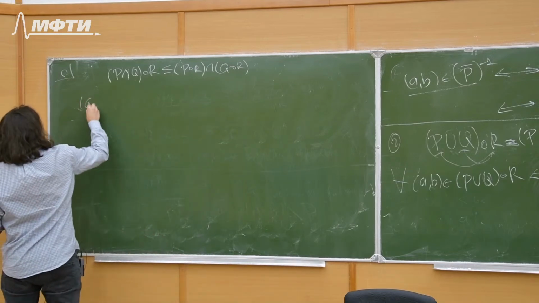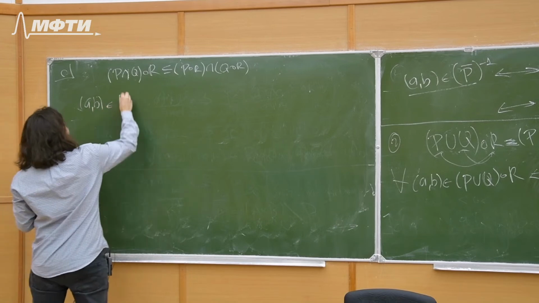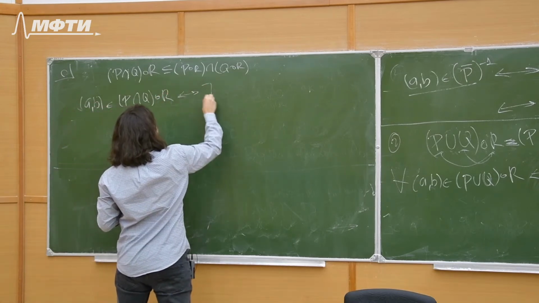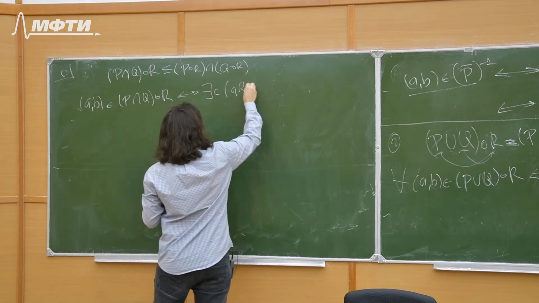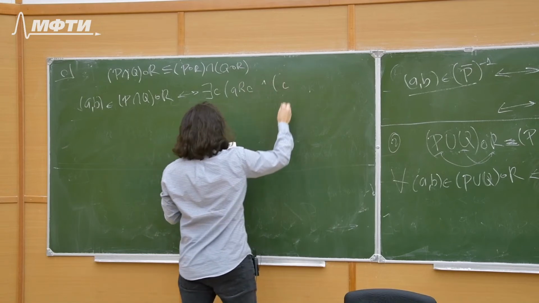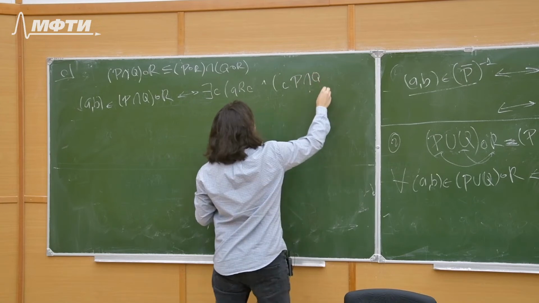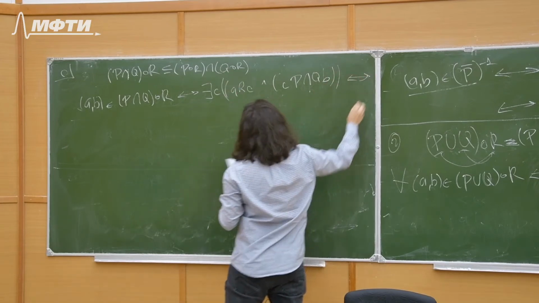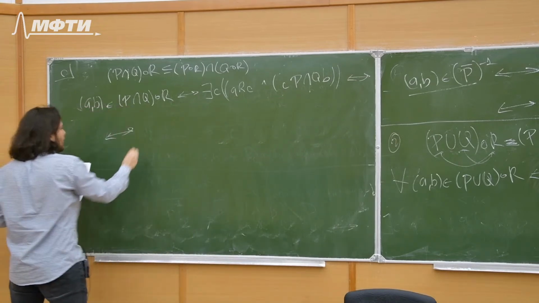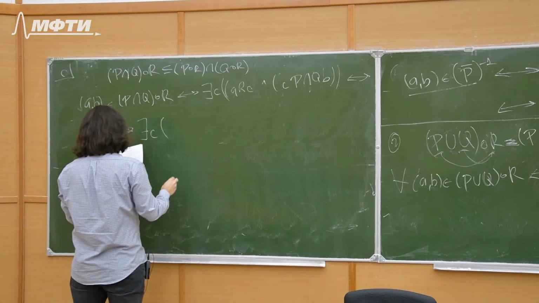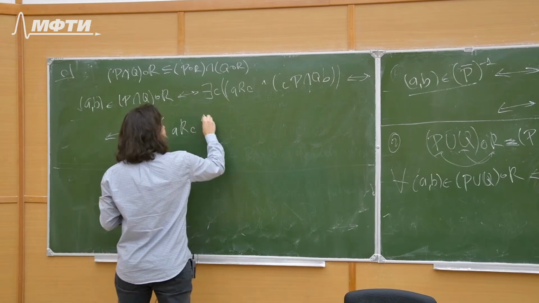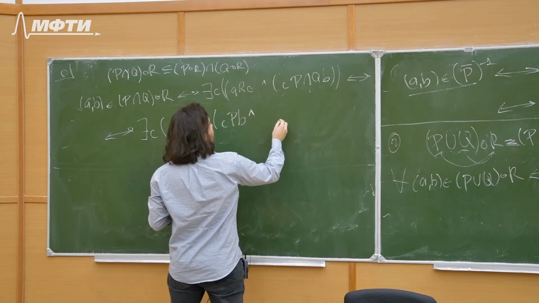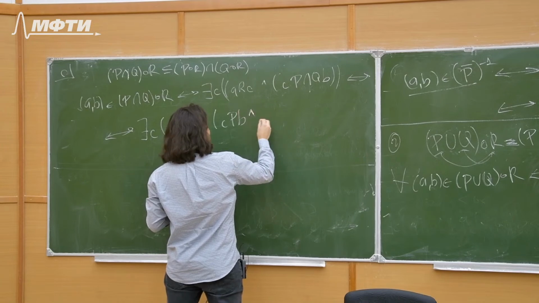So again, (A, B) belongs to (P ∩ Q) ∘ R if and only if there exists some C such that A R C and C (P ∩ Q) B, right? If and only if there exists C such that A R C and C P B and C Q B, right?